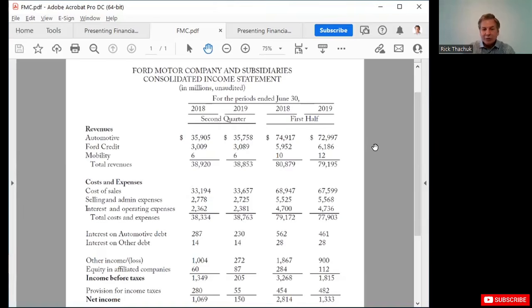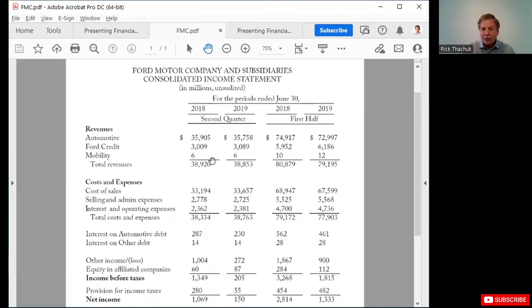Let's take a look at total revenues. Total revenues is this line item right here. This is plural, so I will be using were again. Total revenues at Ford Motor Company and subsidiaries were 38,853,000,000 US dollars in the second quarter of 2019. Let's take a look at a simple one here. Look at mobility revenues. Mobility revenues at Ford Motor Company and subsidiaries were 6 million US dollars in the second quarter of 2019. I'm going to ask you to try one.